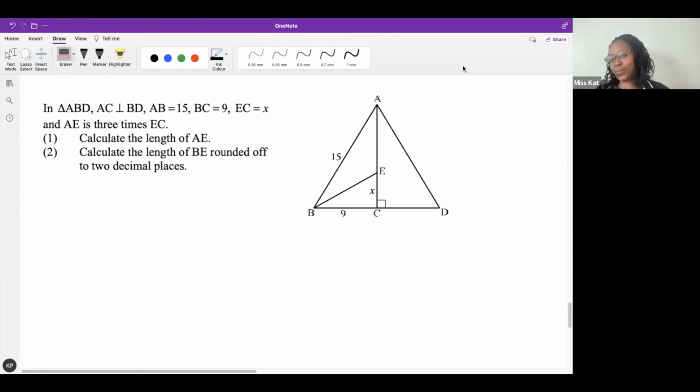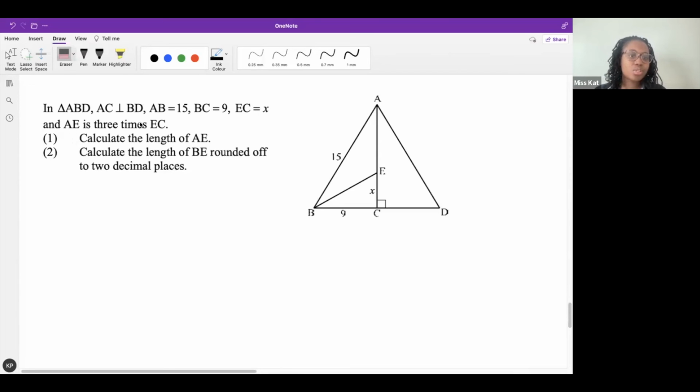No. Okay. Now, in the big triangle, guys, AC is perpendicular to BD, okay? That's been drawn in for us. AB is 50, that's been written in for us. BC is 9, and EC is X. AE is 3 times EC. Okay. So how big is AE, guys? Let's start there. How big is AE?